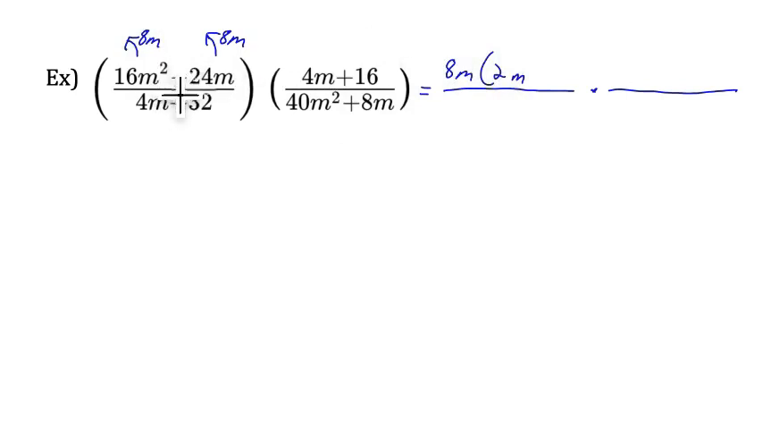We have our subtraction sign. 24 divided by 8 equals 3. And m divided by m equals 1. In the denominator, let's go ahead and factor out a 4. Both of these terms are divisible by 4. That 4 comes out front. 4m divided by 4 equals m. And 32 divided by 4 equals 8. That's plus 8. Let's continue our factoring.